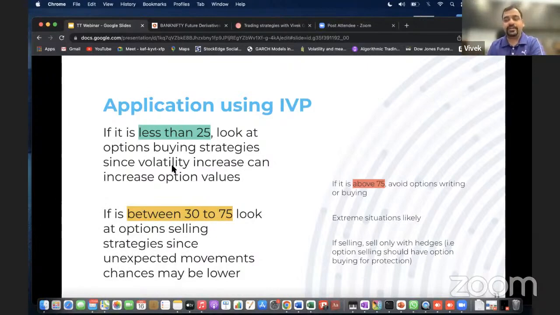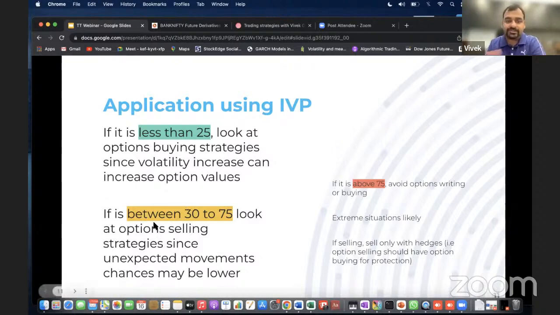So when you want to know if options are cheap or expensive, you can always look at the IVP. If the IVP is in the lower range, it means the option is cheaper. It doesn't mean that a 200 rupee option is cheap or expensive. We cannot say. We have to look at the IVP to find out whether an option is cheap or expensive.